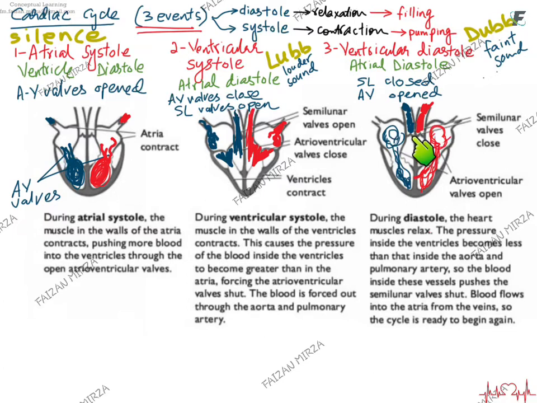So when the blood strikes against these semilunar valves, a faint sound, or you can say a much lesser sound, is produced. This is dub. So these are the events which occur in one cardiac cycle.